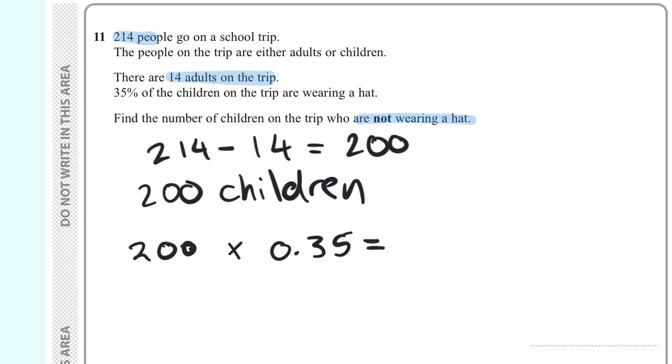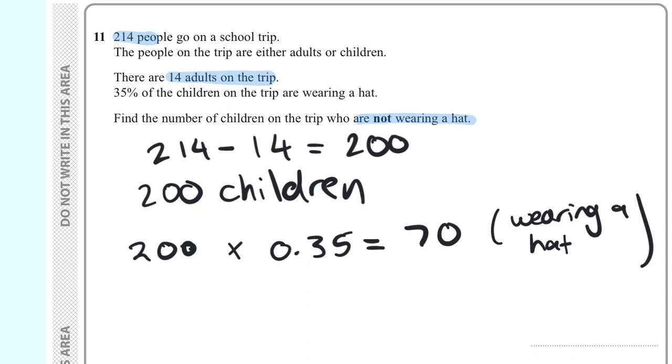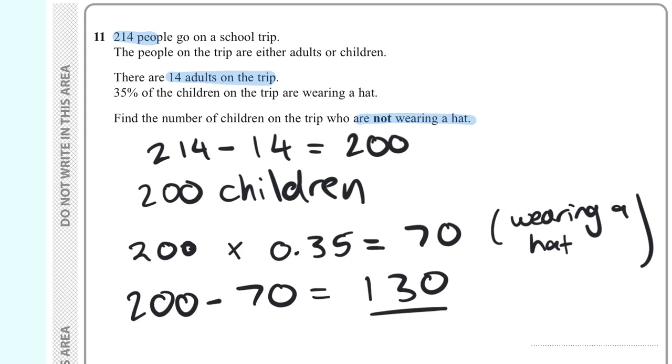There is a slightly quicker way of doing this. You might have done it that way, but this way is fine. Alright, so there are 70 children. Okay, so that is wearing a hat. So we just need to do 200, subtract the 70, and you get 130 children. Okay, that is your answer. Alright, nice and straightforward.